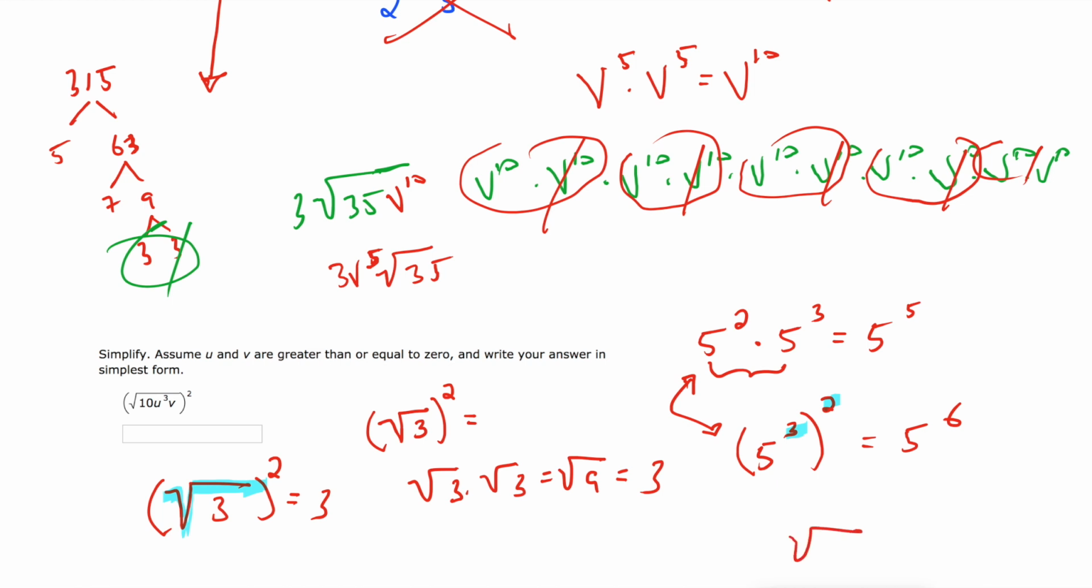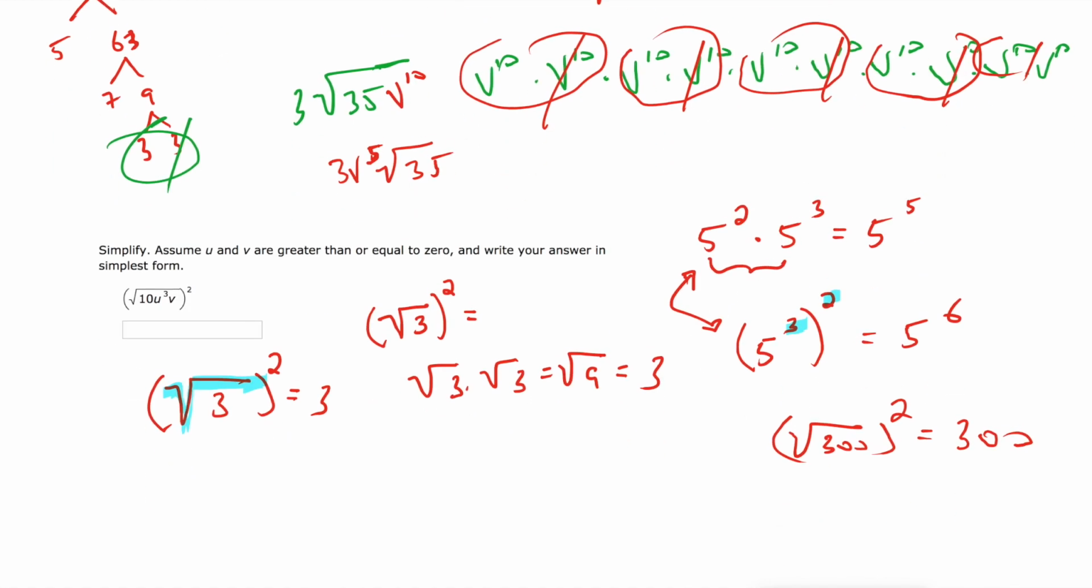Look, what's the square root of 300 squared? 300. Because the square root of 300 times the square root of 300 is the square root of 900. And the square root of 900 is 300. Okay? So look right here.